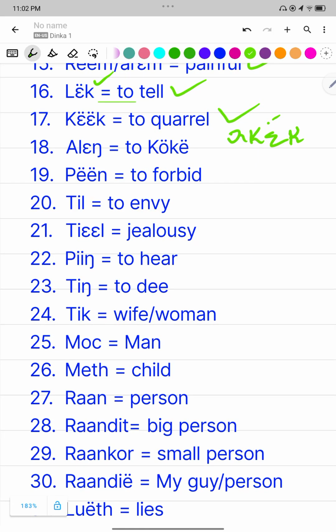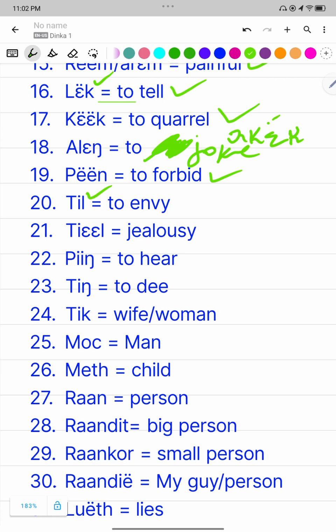Number 18, aleng. Aleng means to joke. Sorry guys, this is an error. Aleng means to joke. Joke. That is aleng. Number 19, pain. Pain means to forbid, to stop someone from doing something.